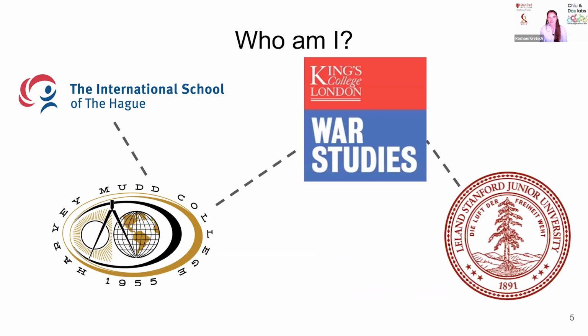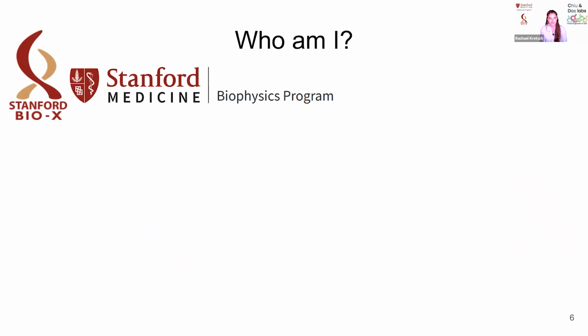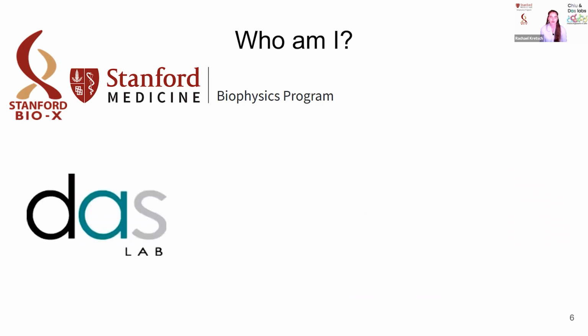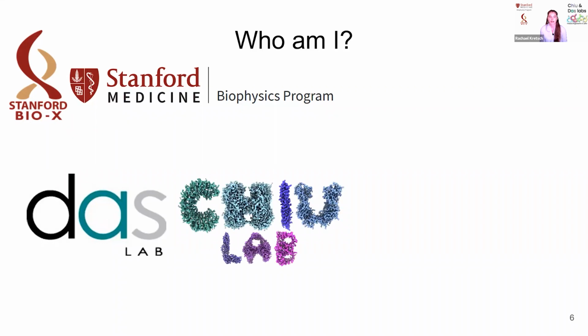So now I'm at Stanford, and I'm part of the biophysics program. And I'm also a fellow at BioX. So what I do is truly interdisciplinary. I study biological questions, but I do so using knowledge from chemistry, physics, and computation. And I do this in two labs. First, Rhiju Das's lab, the Das lab, which are experts on this molecule called RNA and what its shape or structure is. And then the Chu lab, which are experts on the electron microscope that allow us to see RNA.